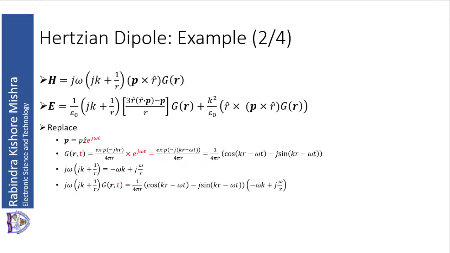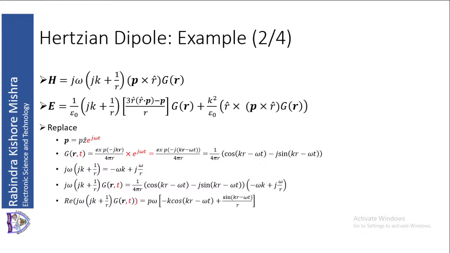Then the third replacement we will make is j omega into (jk plus 1 by r) into the time dependent Green's function, which will be equal to 1 by 4 pi r. That will remain as it is. Then in the time dependent Green's function, cosine of (kr minus omega t) minus j sine of (kr minus omega t) will remain as it is. Then we get jk plus 1 by r, and jk plus 1 by r is minus omega k plus j omega by r. So this part we will write in this manner.